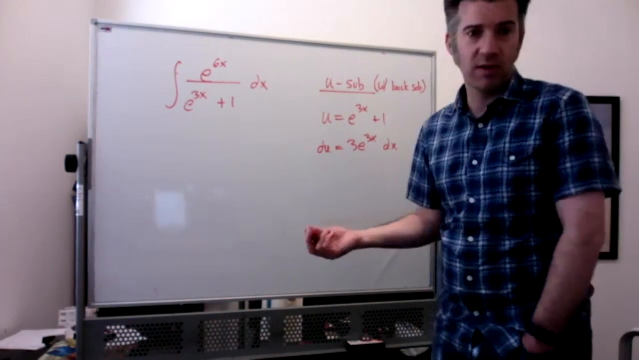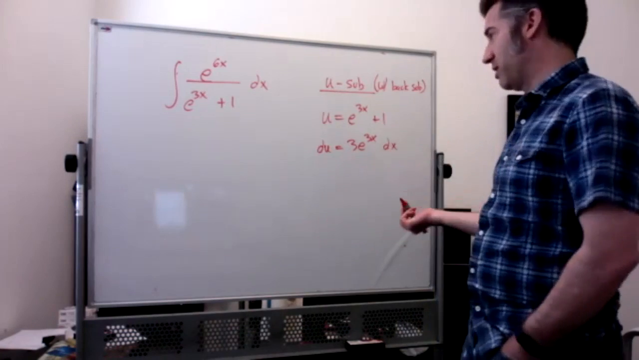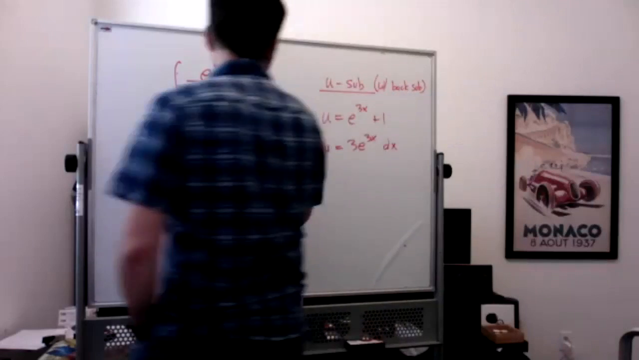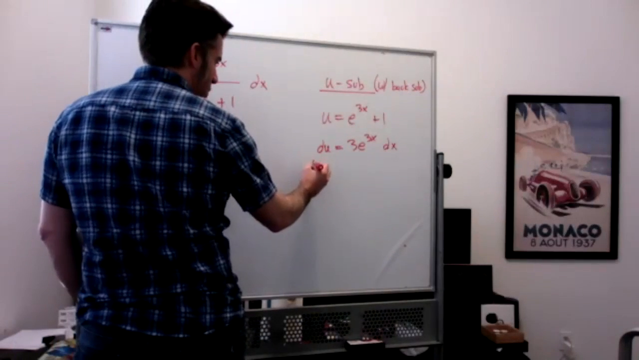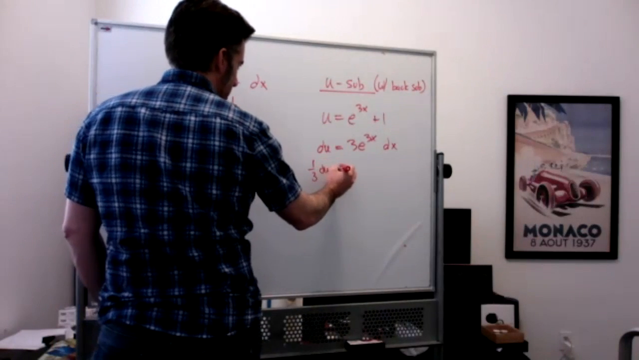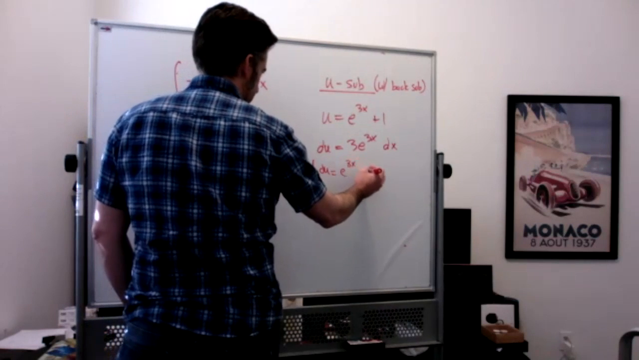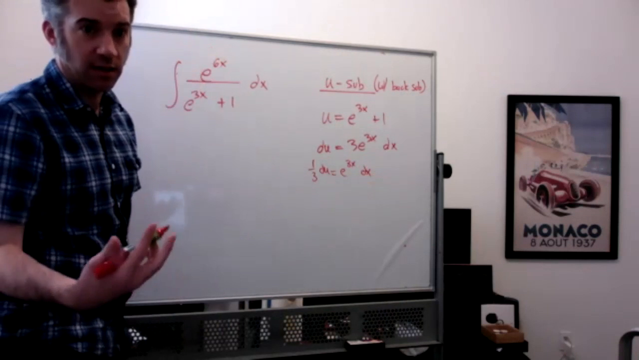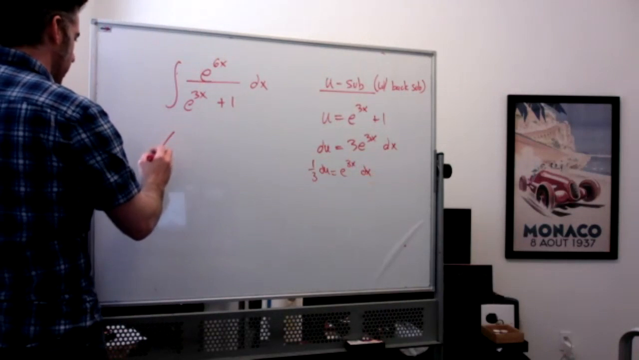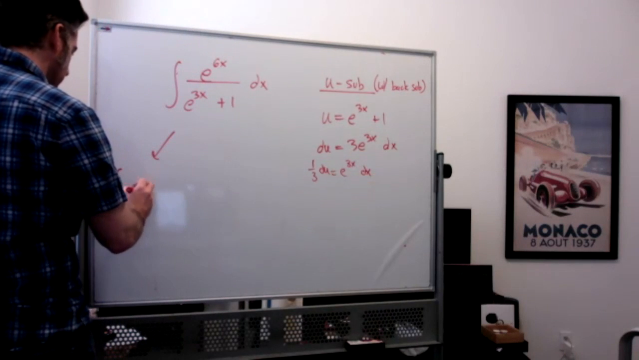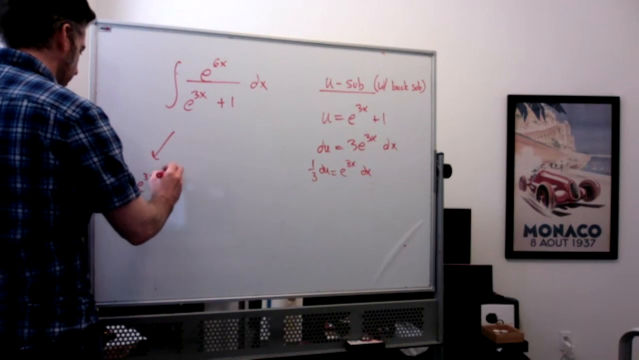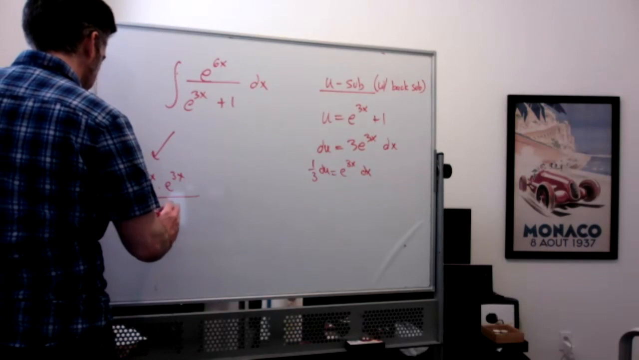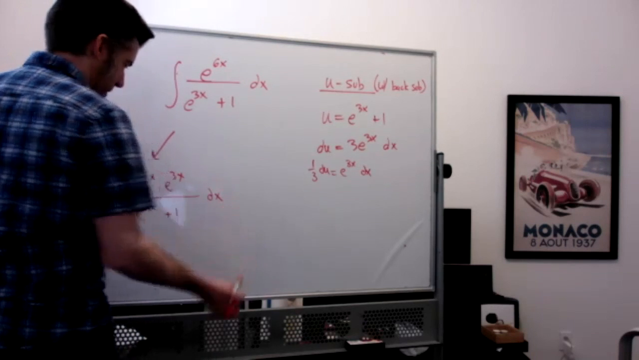And then, there's a couple ways of going about this. My preferred way is to do the following. I can say I've got 1/3 du equals e to the 3x dx. And then I can break apart e to the 6x as e to the 3x times e to the 3x over e to the 3x plus 1 dx.